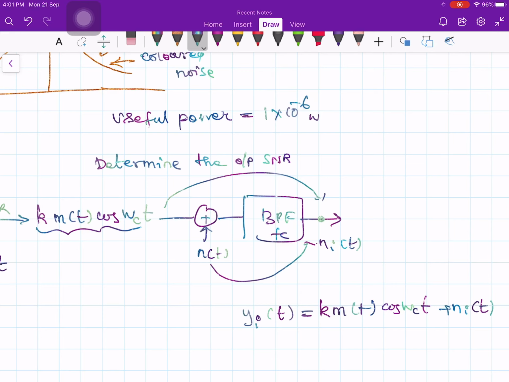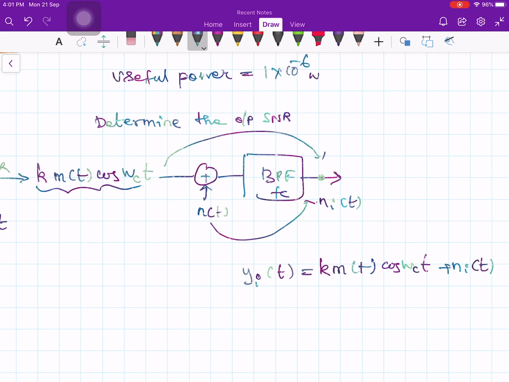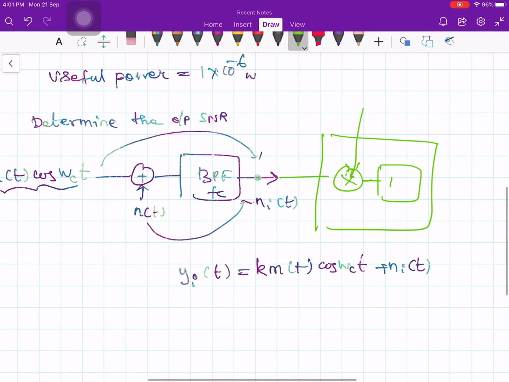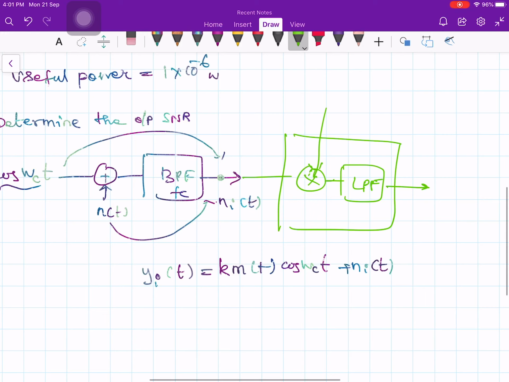Yi of t is the notation for the signal present at the input of the demodulator. What is the demodulator? The demodulator contains a multiplier again followed by a low pass filter, and this gives the demodulated output. At this point you have Si and Ni, and here you have S0 and N0.